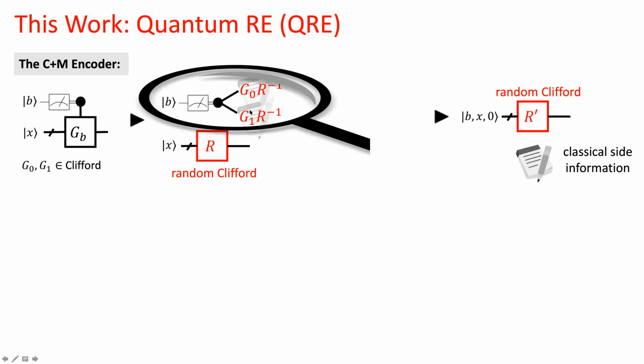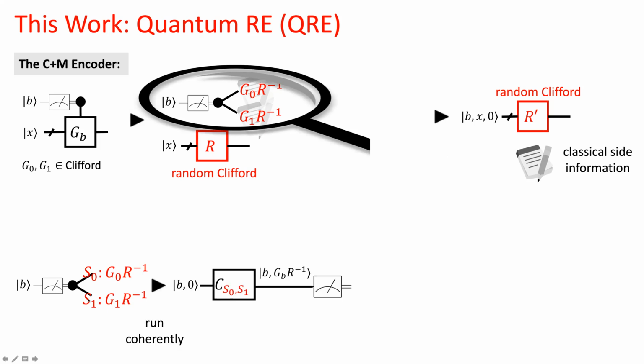Let's zoom in on this part and massage it so that it also looks similar to the form that we wanted. We have a measurement and then a selection between S0 and S1. The first thing I'm going to do is run this coherently. Rather than first measuring and then doing the switch, I'm going to consider a Clifford circuit that starts with B comma 0 and then computes in this ancilla register the value G sub B times R inverse. If I'm allowed to hard code S0 and S1 into my circuit, then I can do this very simply using a Clifford. And then I can just measure everything, and I get exactly the same functionality as I got here.